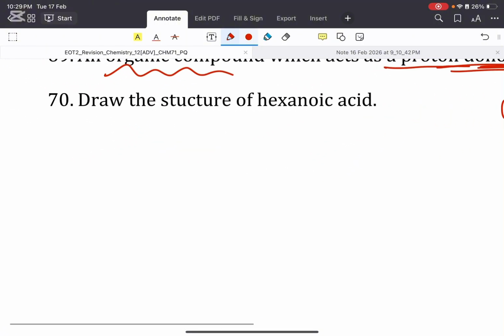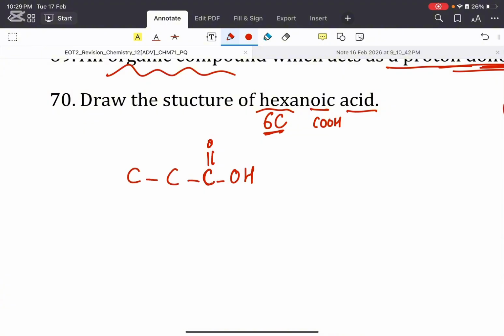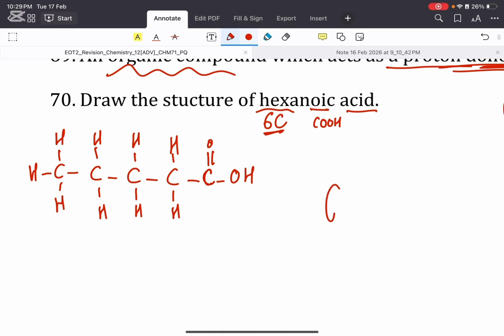Draw the structure of hexanoic acid. So we are dealing here with a carboxylic acid, and I have 6 carbons. Carboxylic acid, so it must end with COOH. So here's the carboxylic acid, and I have 6 carbons. That's the first, 2, 3, 4, and 5. Don't ever forget the hydrogens. And that's it. All the best in your end of term exam.